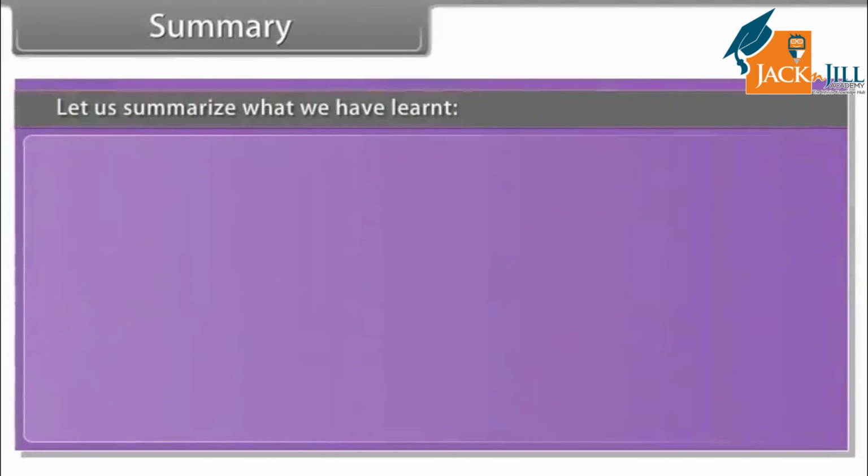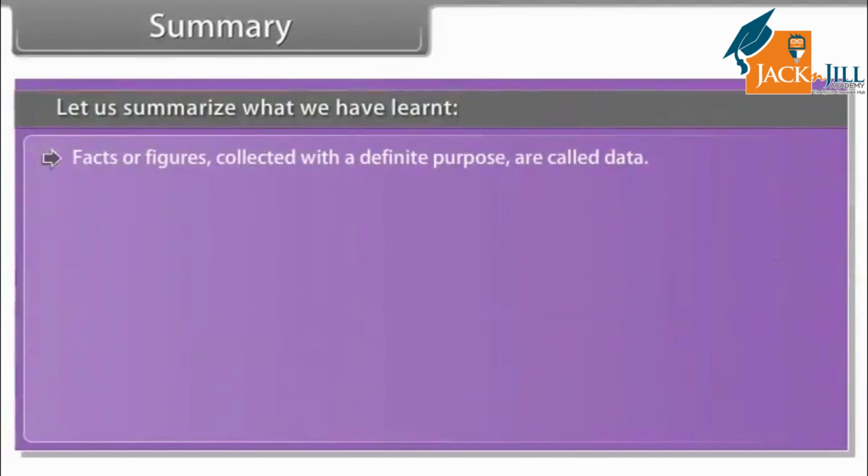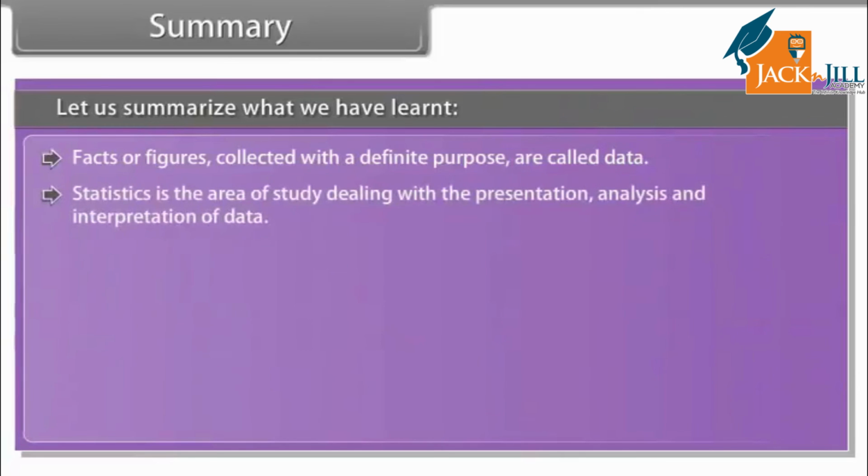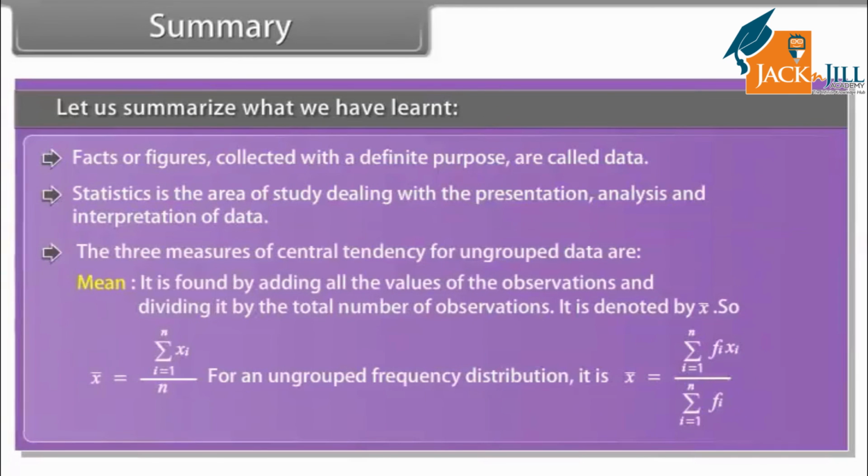Summary. Let us summarize what we have learned. Facts or figures collected with a definite purpose are called data. Statistics is the area of study dealing with the presentation, analysis and interpretation of data. The three measures of central tendency for ungrouped data are: mean. It is found by adding all the values of the observations and dividing it by the total number of observations. It is denoted by x bar.